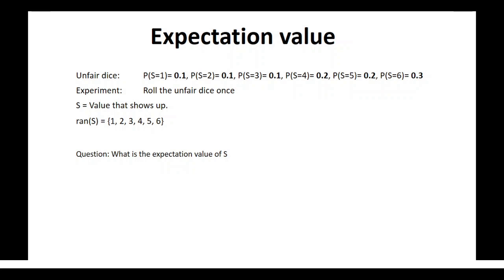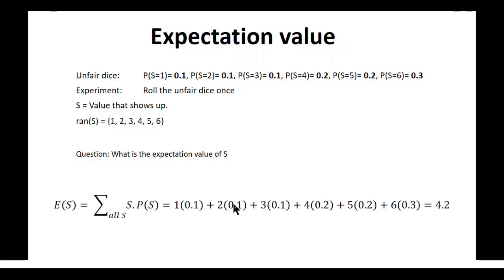So as I have shown in one of my earlier videos, how to calculate the expectation value of any given variable, if we apply that rule, the calculation is as follows. Expectation value of s is summation of s times the probability of s for all values of s, which means that we have to take each of the possible values of this variable s, like 1, 2, 3, 4, 5, and 6, and multiply each of these values with their respective probabilities.